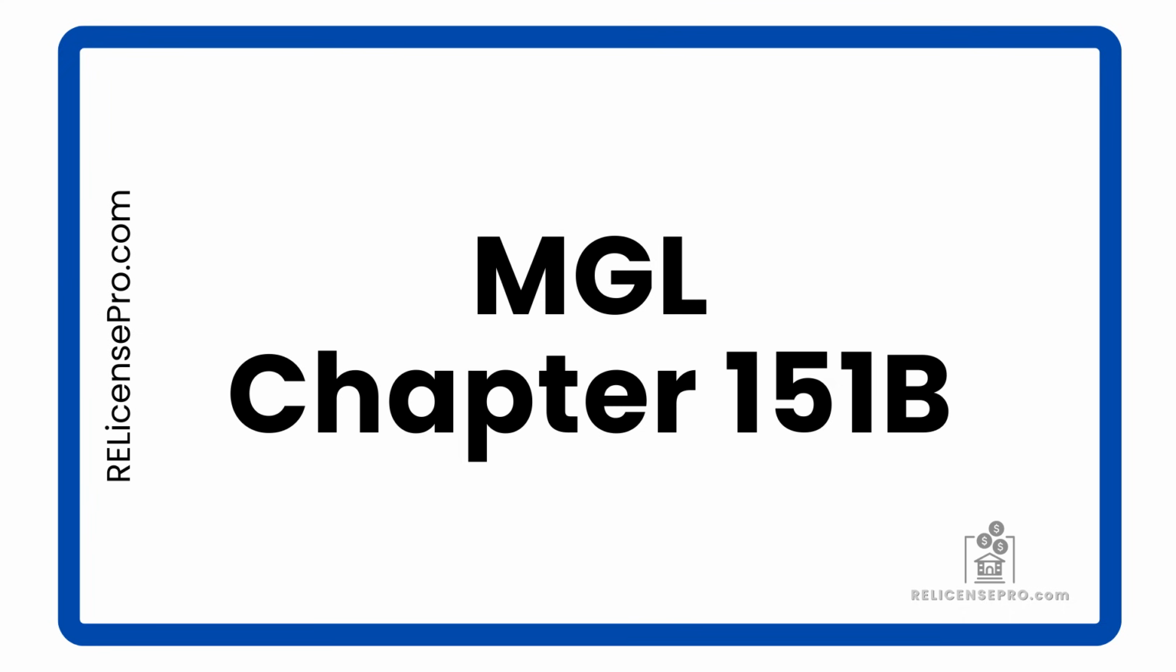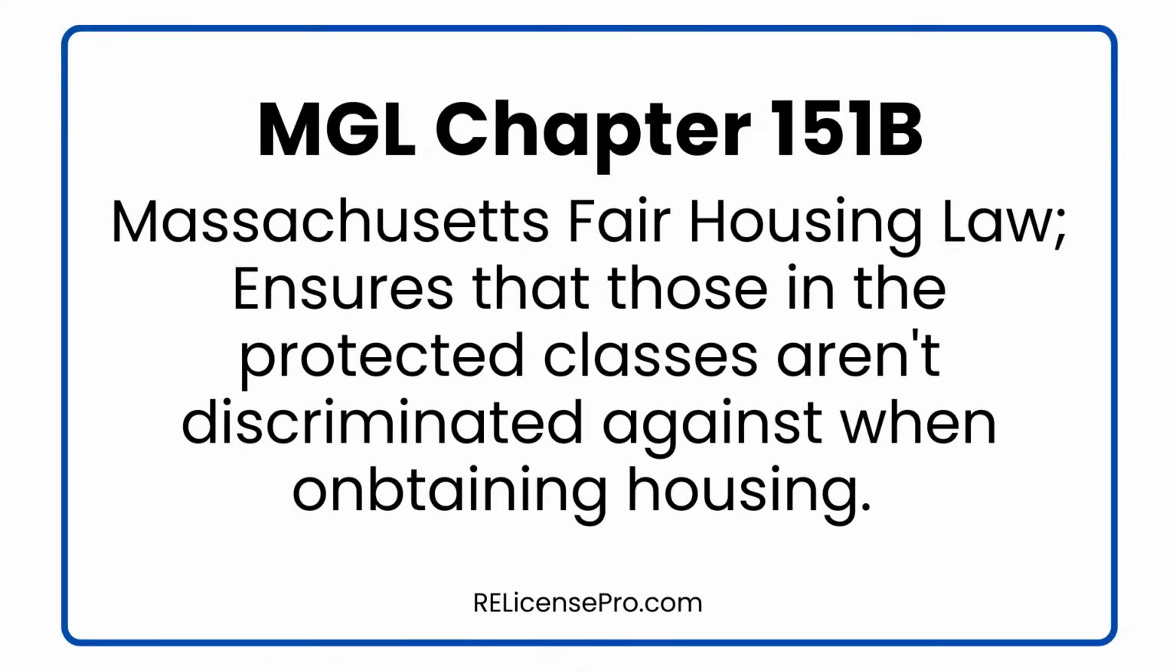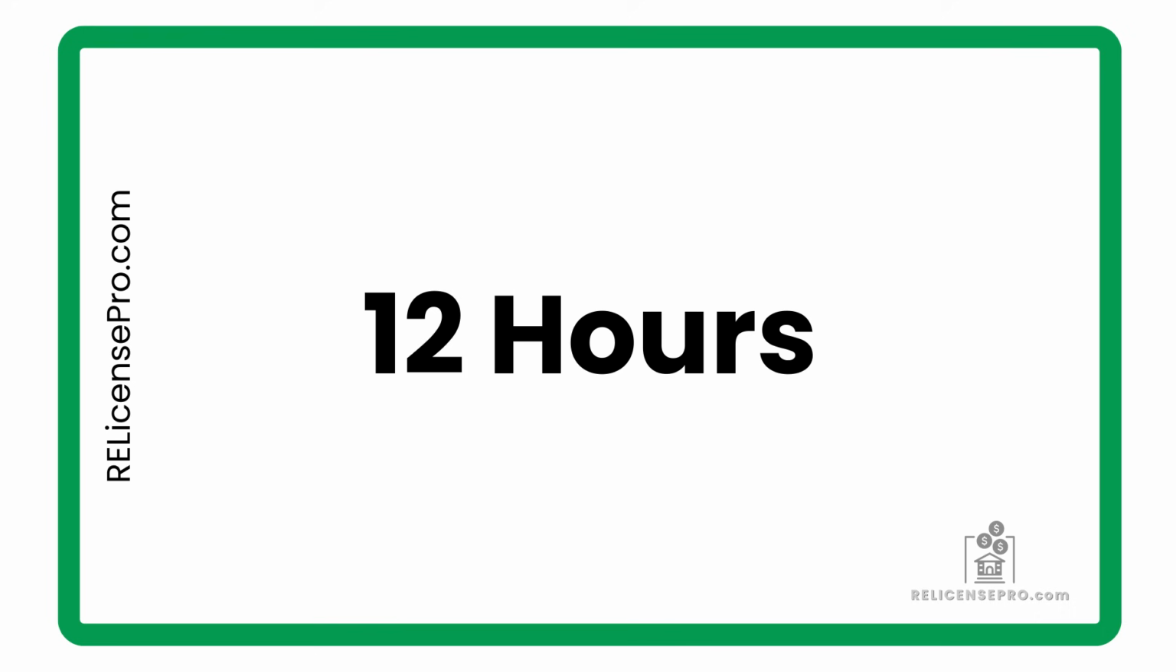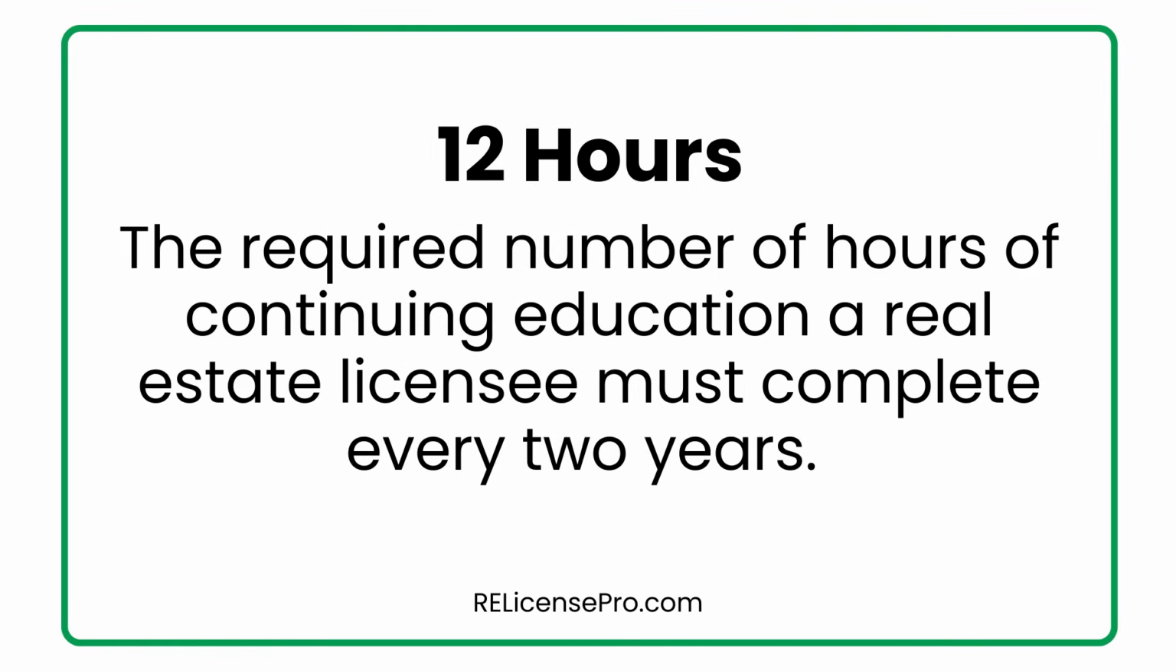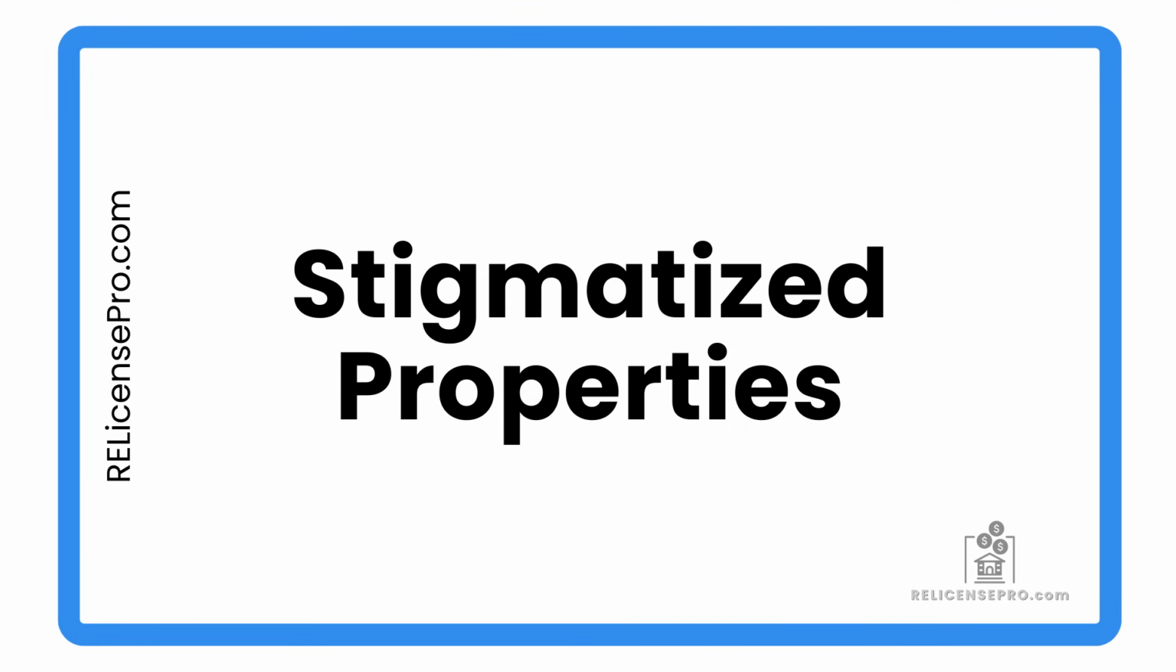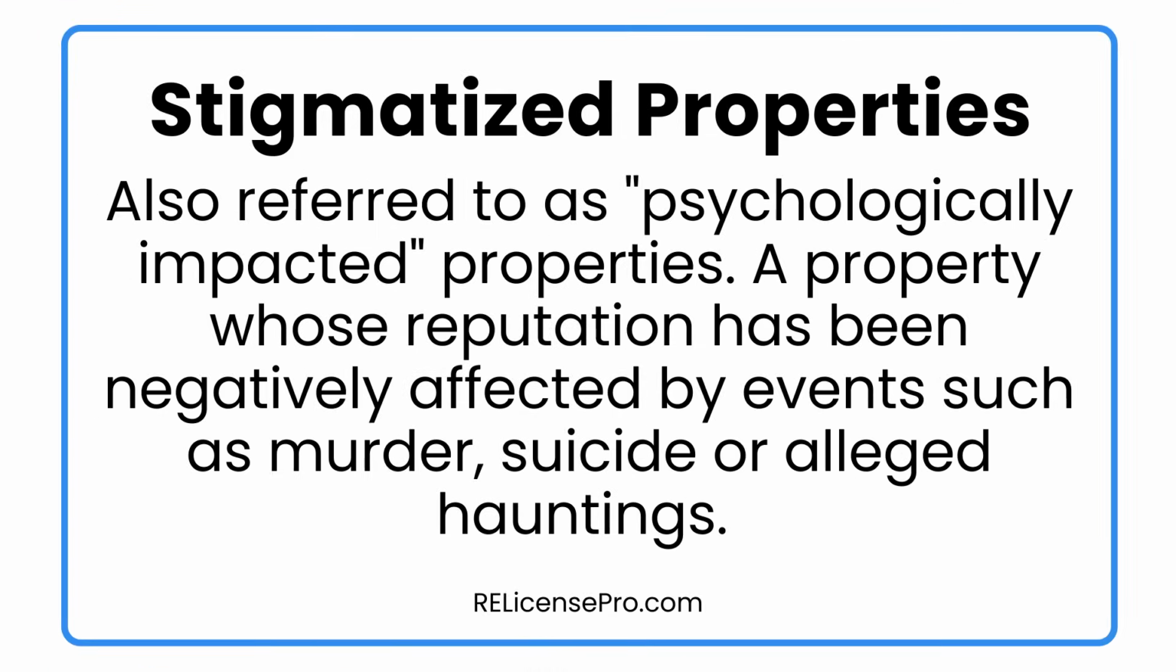Mass General Law, Chapter 151B. Mass General Law, Chapter 151B is Massachusetts fair housing law. It ensures that those in a protected class are not discriminated against when obtaining housing. 12 hours. 12 hours are the required number of hours of continuing education a real estate licensee must complete every 2 years. Stigmatized properties. Stigmatized properties, also referred to as psychologically impacted properties, are properties whose reputation has been negatively affected by events such as murder, suicide, or alleged hauntings.